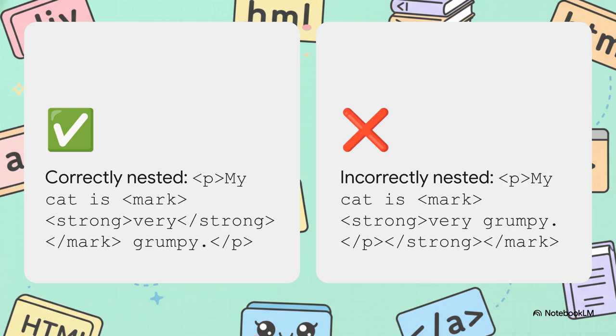See the right way? The strong tag, which makes the text bold, is opened and closed completely inside the paragraph P tag. Perfect. But on the right, they're overlapping. The browser might try to figure out what you meant, but this kind of messy code is how you end up with broken pages and a lot of headaches.